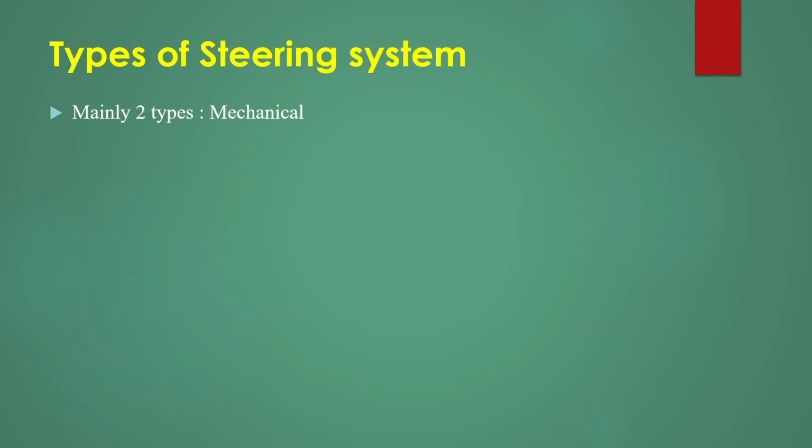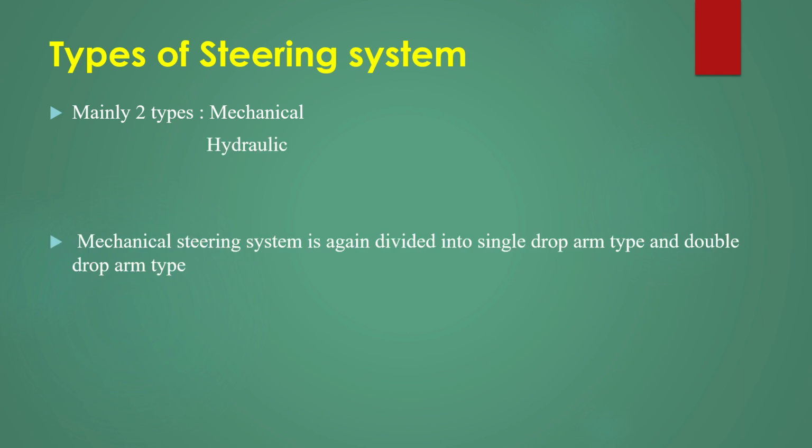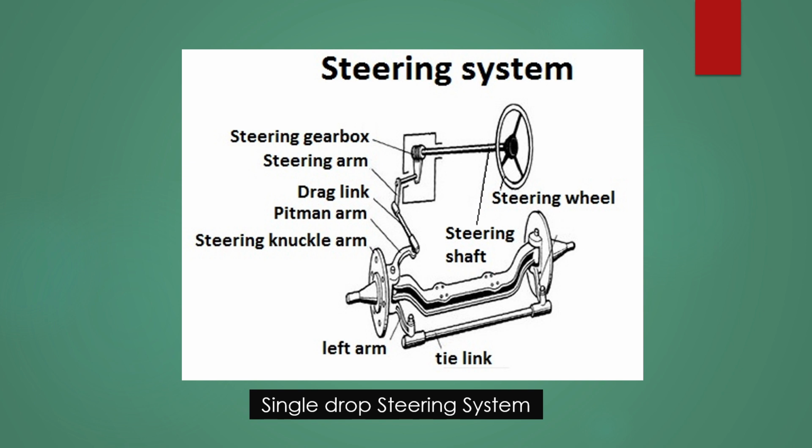There are mainly two types of steering system, mechanical and hydraulic. The mechanical steering system is further divided into two: single drop and double drop steering system. Single drop is what we explained a moment before: we have a steering wheel and a steering shaft, the bottom end of which is connected to a gearbox, and from there we take the angle through 90 degrees with the help of the drop arm or pitman arm. In this figure, the steering arm and pitman arm are marked wrongly; they are interchanged.